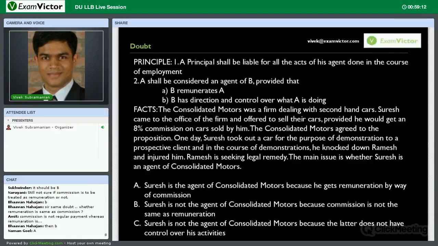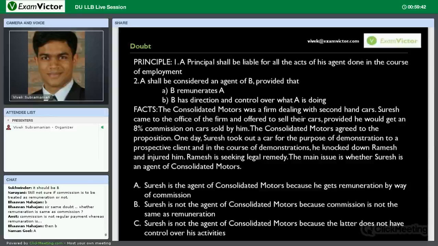Moving on to choice B. Suresh is not the agent of Consolidated Motors because commission is not the same as remuneration. Well, here we can say that remuneration can be in any form. Remuneration can be in the form of commission, remuneration can be a percentage of profits, remuneration can be fixed, remuneration can be variable, etc. So we are not going into this particular aspect. As far as this question is concerned, we need not answer this definitively.